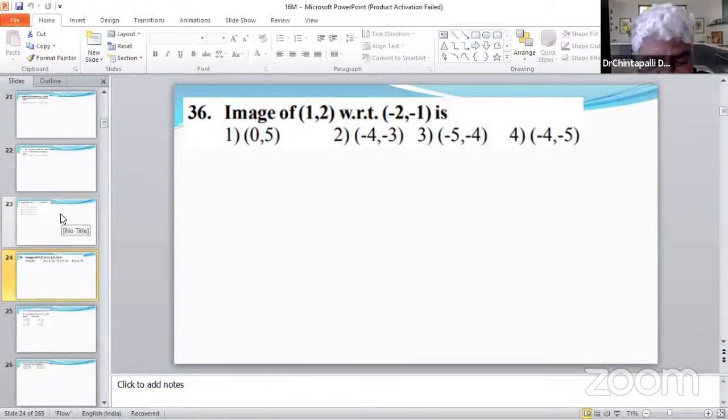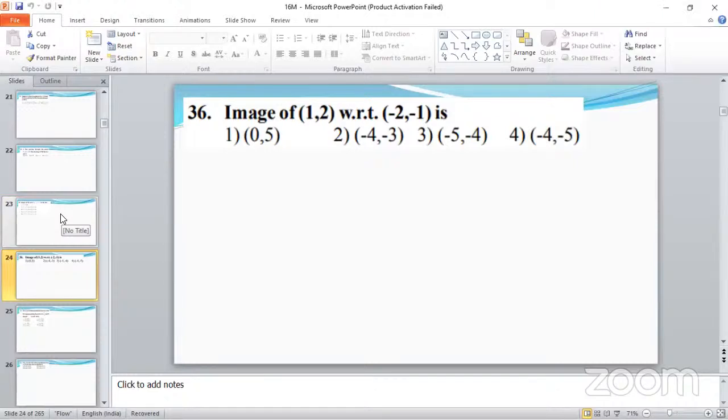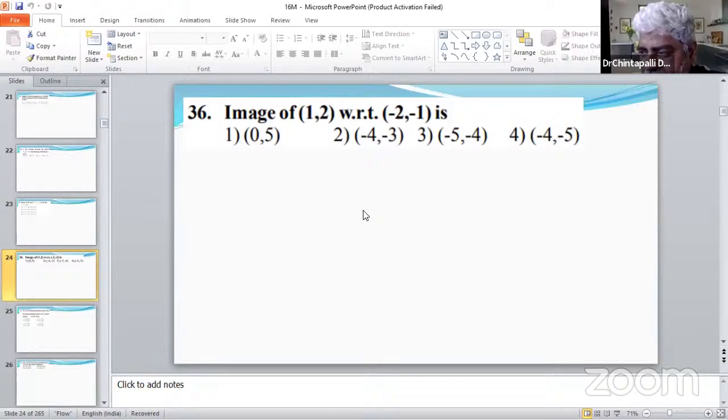Actually, we started image questions yesterday. First of all, in any concept, we should have a basic idea about that concept, right? Now, image.